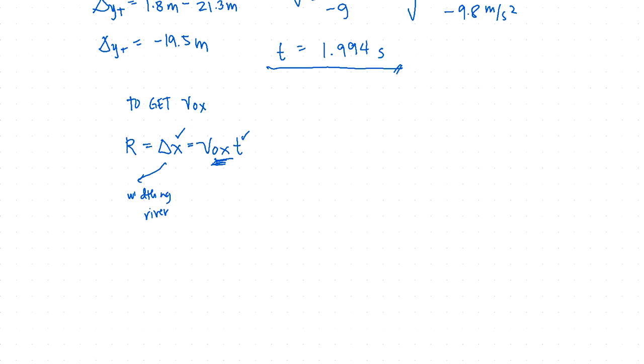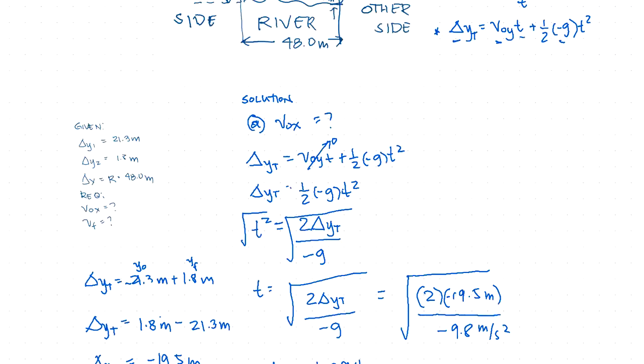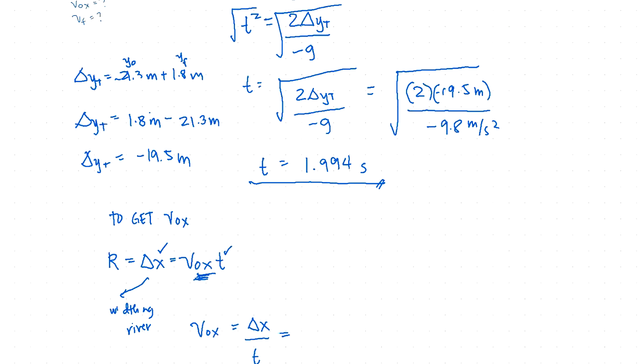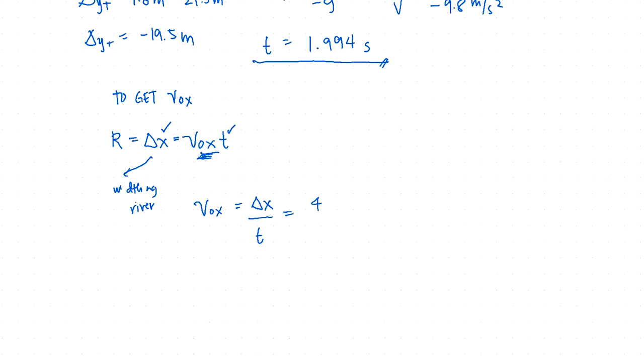Okay, so let's find out. So, pag minanipulate natin the initial velocity is equals to the displacement over the time. So, alam natin na yung displacement natin or yung with no river is 48 meters over 1.994 seconds. So, kailangan natin initial velocity ay try to manipulate on your calculators.